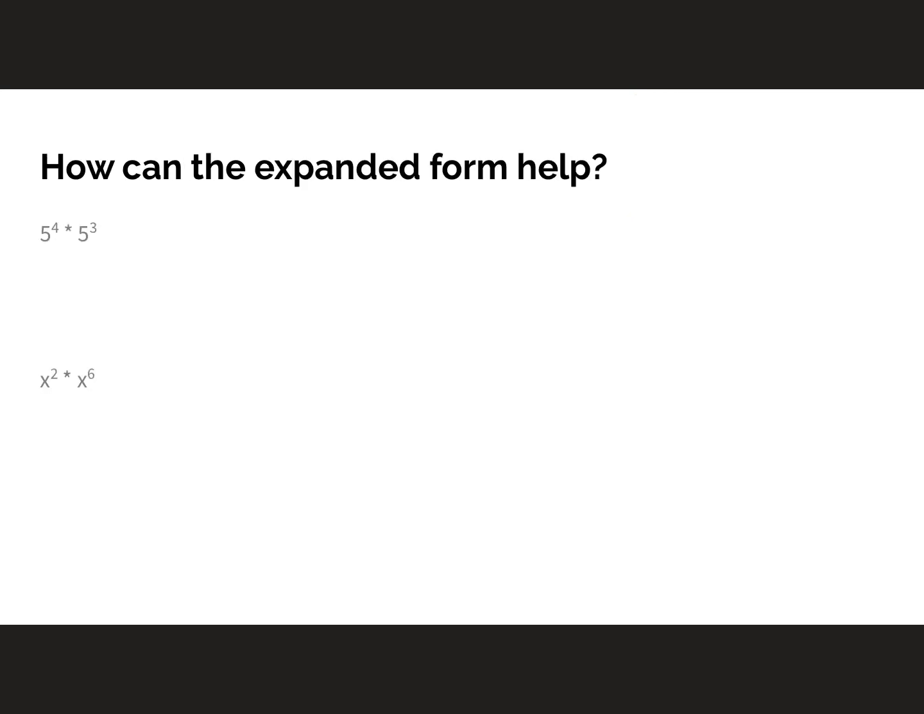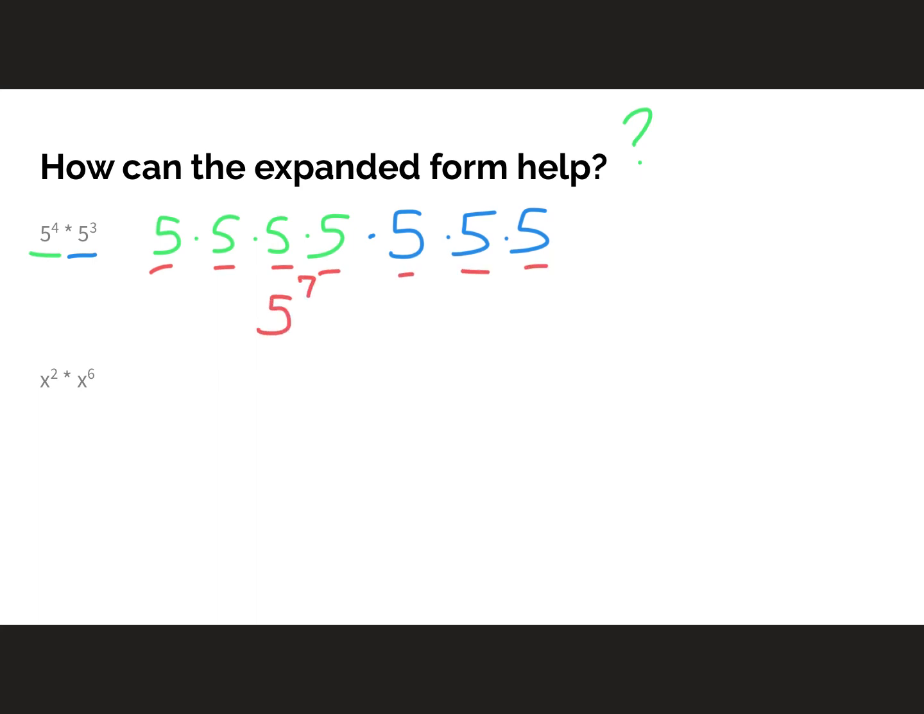So let's look at how the expanded form can help. I have 5 to the fourth power times 5 to the third power. So I'm trying to figure out what to do. 5 to the fourth power is 5 times 5 times 5 times 5. And then 5 to the third power, so we're going to do times another 3 5s. Well, if I want to put this whole thing together, I can count. I have 1, 2, 3, 4, 5, 6, 7 5s. So that's 5 to the 7th power.